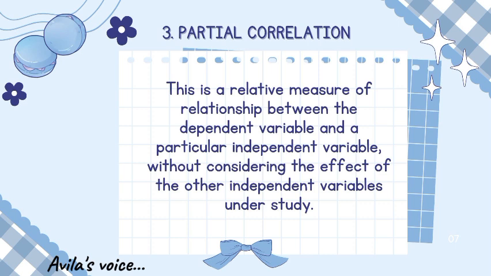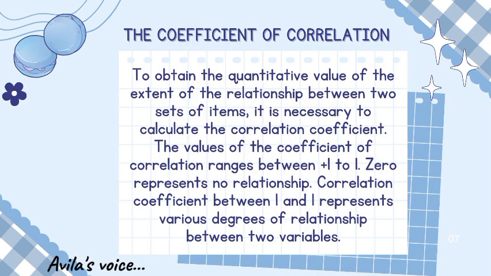This is a relative measure of relationship between the dependent variable and a particular independent variable, without considering the effect of other independent variables under study. The coefficient of correlation. To obtain the quantitative value of the extent of the relationship between two sets of items, it is necessary to calculate the correlation coefficient. The values of the coefficient of correlation range between positive 1 to negative 1. 0 represents no relationship. Correlation coefficient between 1 and -1 represents various degrees of relationship between two variables.